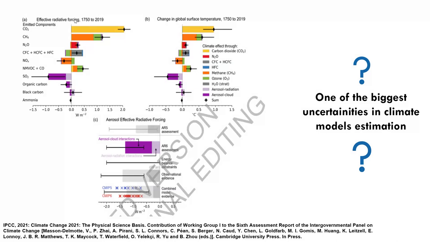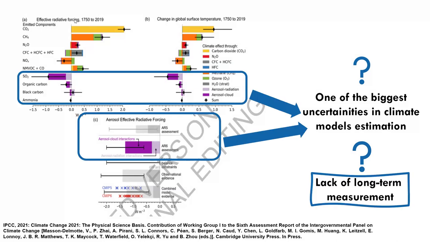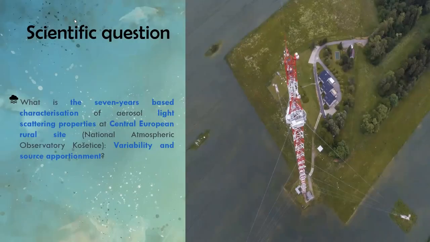However, the IPCC report from 2021 shows that aerosols, their properties and behavior still remain one of the biggest uncertainties in climate model estimation. And what's more, we are also lacking long-term measurements. And that's my objective: what is the 7-year-based characterization of aerosol light scattering properties at a Central European rural site? What's the variability and source apportionment?